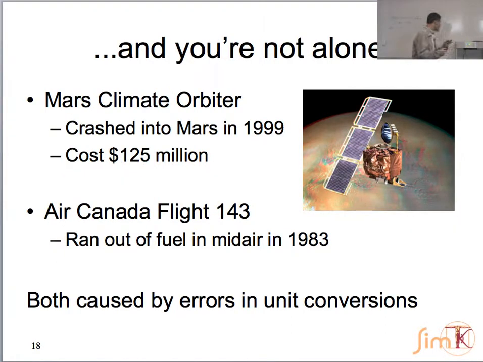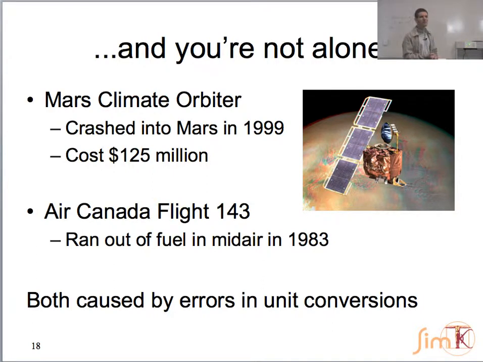And you are not alone in this. Everyone makes mistakes. And there have been some very famous examples of this. Perhaps the most famous was the Mars Climate Orbiter, which in 1999 crashed into Mars. It didn't execute its landing sequence correctly, and a cost of $125 million down the drain. And it was eventually determined that this failure was caused because someone made an error in unit conversion in some of their code.